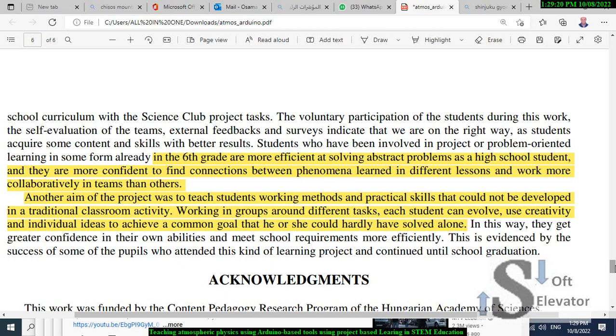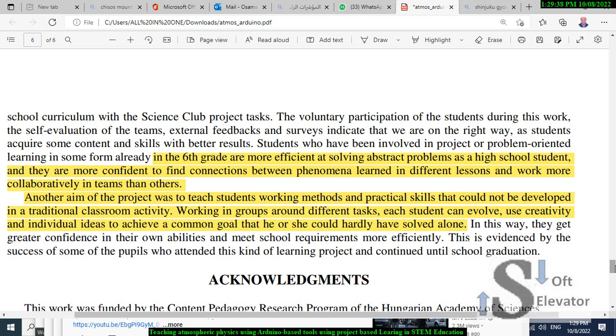Moreover, the concepts of this project can be taught to 6th grade students, or to high school students at a more difficult level of solving abstract problems, and they are more confident to find connections between phenomena learned in different lessons and work more collaboratively in teams than others.